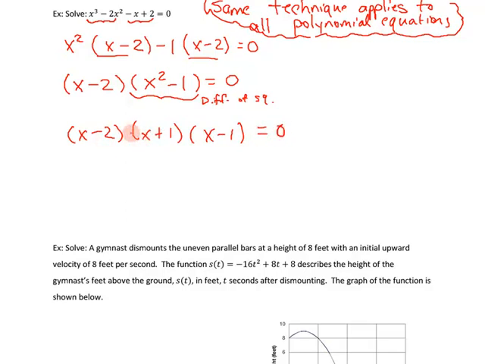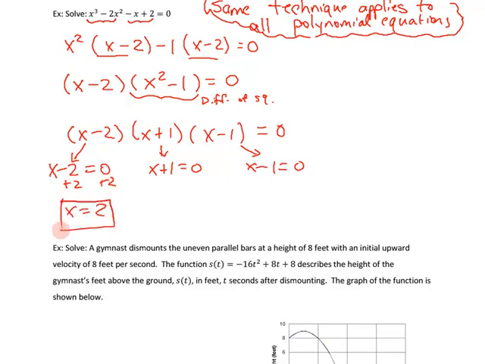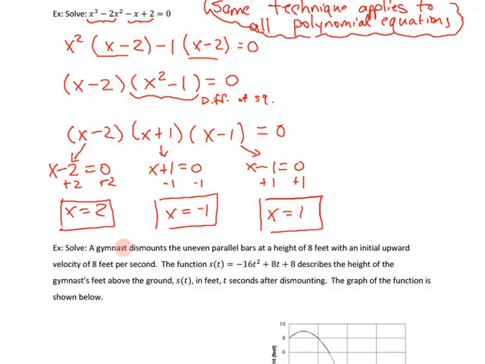Because they're all first degree terms. So just like we set the two factors of a quadratic equation equal to 0, we're going to set the three factors of this cubic equation equal to 0. So I have x minus 2 equals 0, x plus 1 equals 0, and x minus 1 equals 0. From the first equation, by adding 2 to both sides, I get x is equal to 2 is a solution. By subtracting 1 from both sides, I get x is equal to negative 1. And by adding 1 to both sides here, I get x is equal to positive 1. This cubic equation has three solutions.